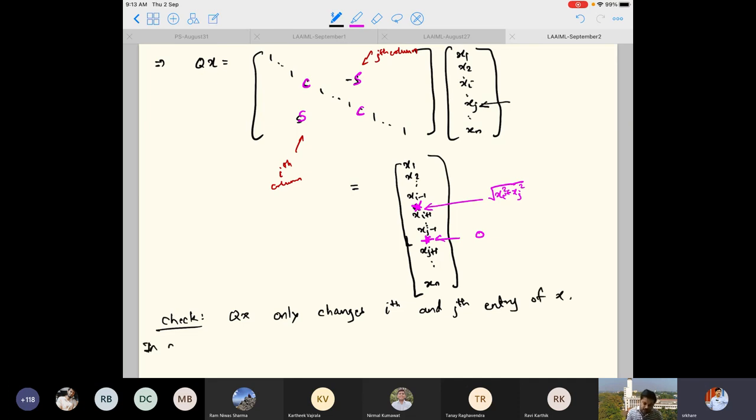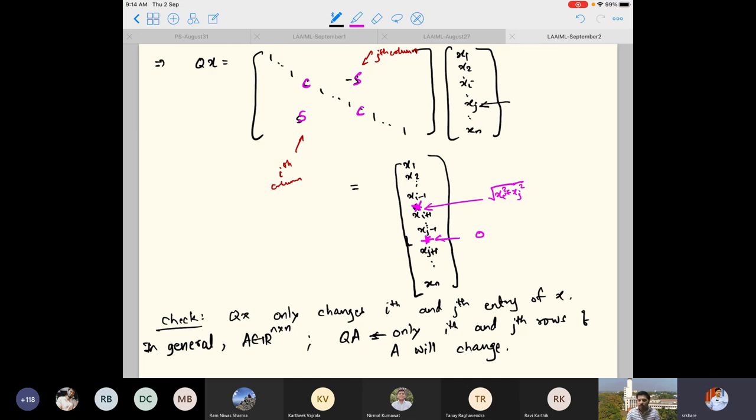And in general, if I have a matrix Q which is of this type, and I have a matrix A which is of size n by n, then what will QA do? Can you tell what will QA do? What entries in matrix A will be changed by operation QA? So in QA, only the ith and jth rows of A will be changed. All other rows in matrix A will not change, because what will happen?